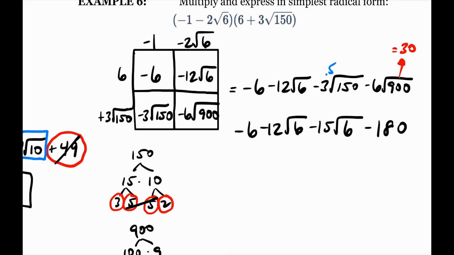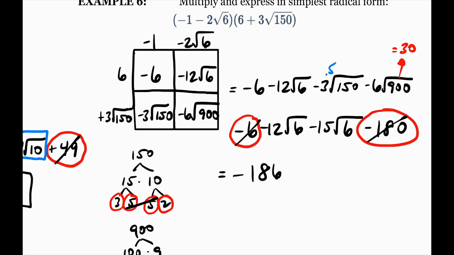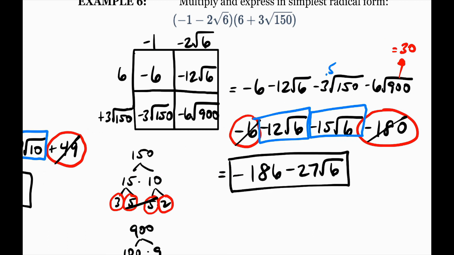Now everything has been reduced, simplified. Now I can combine what I can combine. Negative 6 and the negative 180 I can combine. Negative 186. And then these two guys have the same square root of 6, so I can combine their coefficients. Negative 27 square root of 6. Okay.